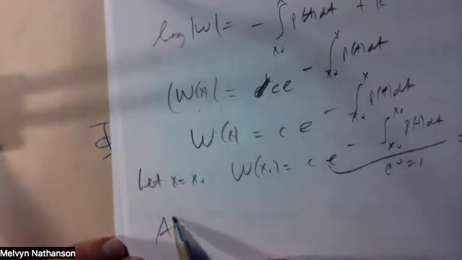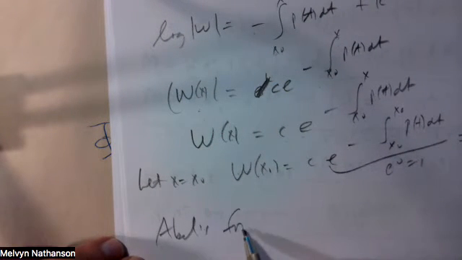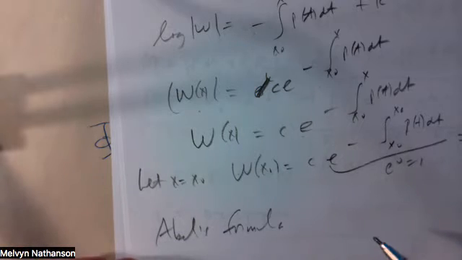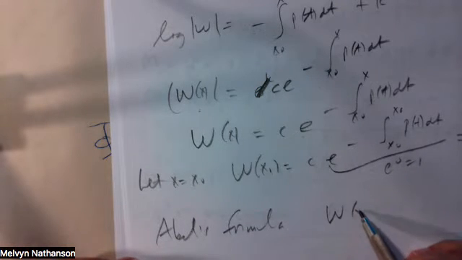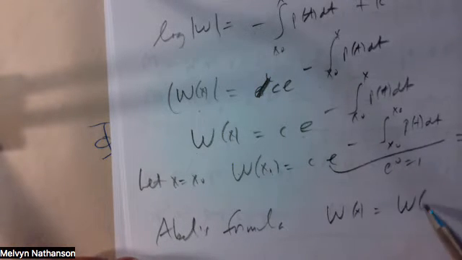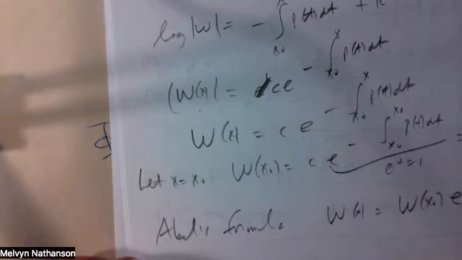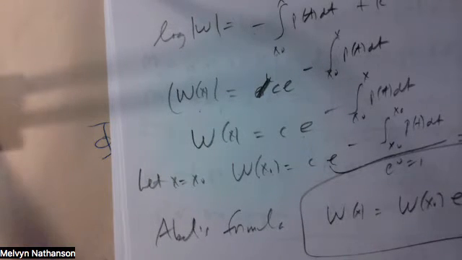So this proves Abel's formula. W of x is W of x naught times e to the minus integral from x naught to x of p of t dt. So this says that either the Wronskian is identically 0 or it has no zeros on the interval from a to b. It's either always positive or always negative.